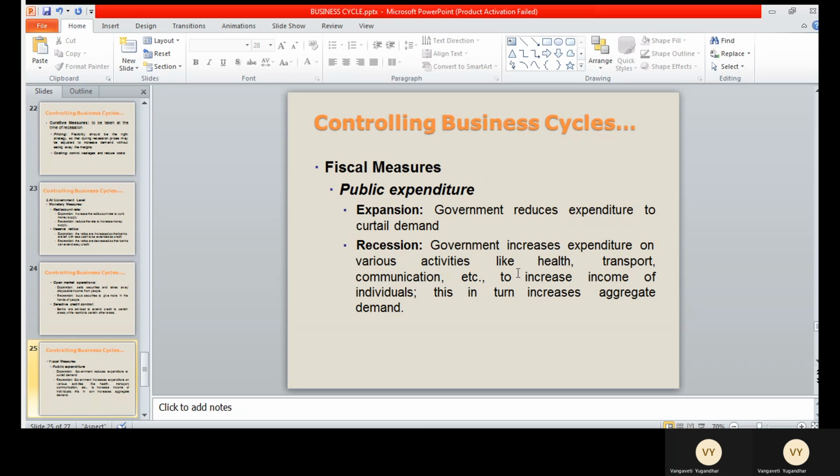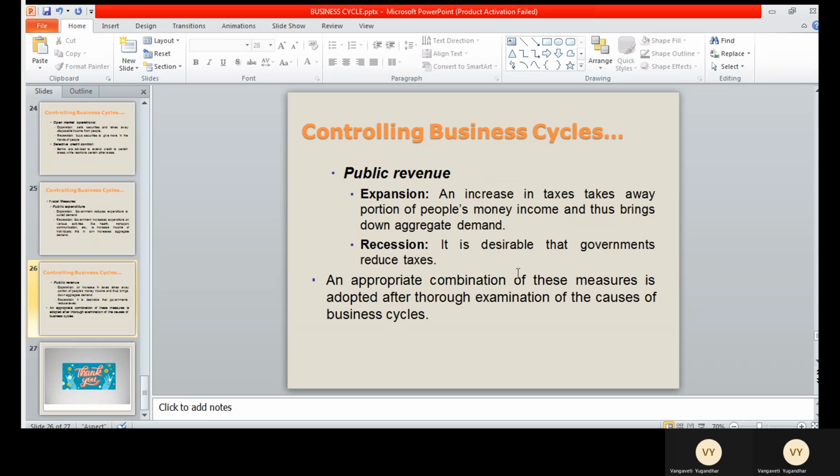Under fiscal measures, first one is public expenditure. How can this be used as a tool to control the business cycles? First one is expansion. During expansion, government reduces expenditure to control demand. And during recession, government increases expenditure on various activities like health, transport, communication, etc. So like that, public expenditure also can be controlled so as to control the business cycles.